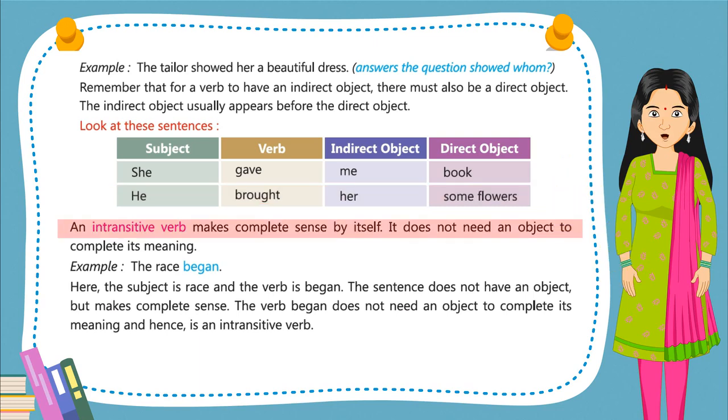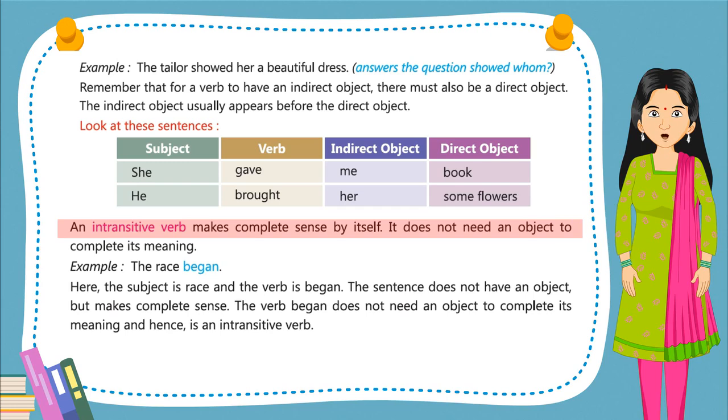Transitive and intransitive verbs. A transitive verb is a verb which needs an object to complete its meaning. Example, they bought some vegetables. Here, vegetables is the direct object of the verb bought. It answers the question, what did they buy? Bought is a transitive verb because it has the object, vegetables.